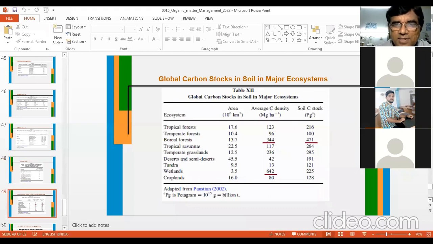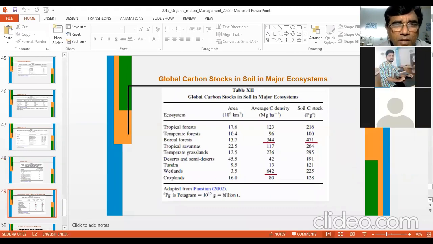So finally, this is the last table for today. You can see global carbon stocks in soil in major ecosystems. And you can see there are different ecosystems in the world. This is world data. Area, so you can see area. The desert and semi-desert ecosystem occupies the largest area in the world, which is 45.5 into 10 to the power 6 square kilometer. After that, the next important ecosystem is your tropical savanna, number 2, 22.5.